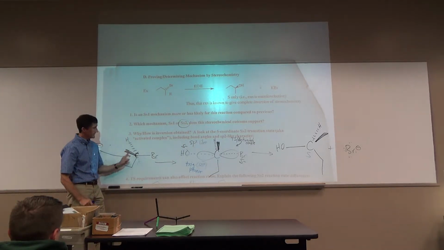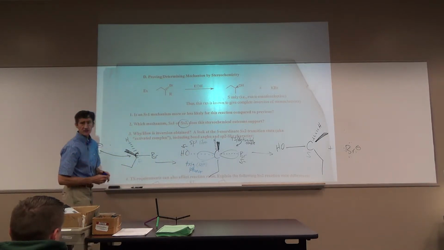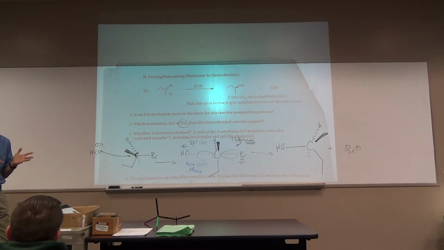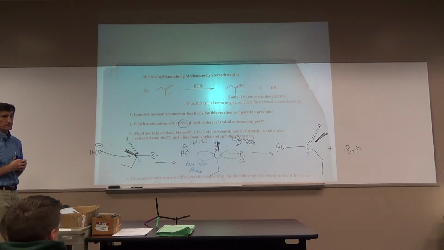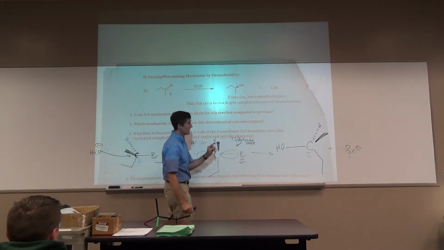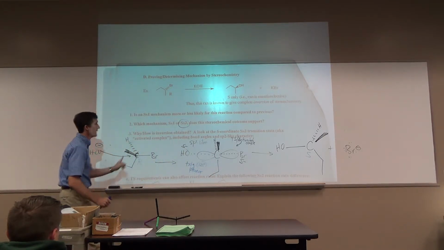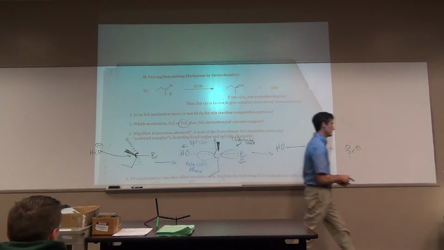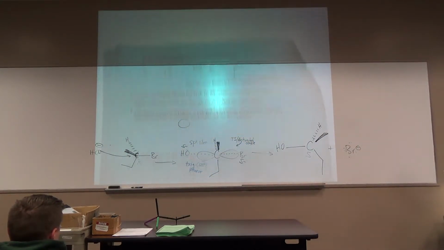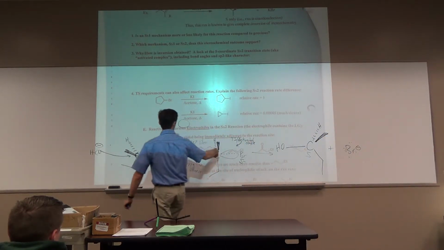These groups have to be able to achieve 120 in this transition state. If they can't achieve 120, the reaction may be difficult or very slow. Okay, this is inversion. It involves an sp2-like transition state. Kind of looks like this. It says it right here, sp2-like character. Application of this, right here.